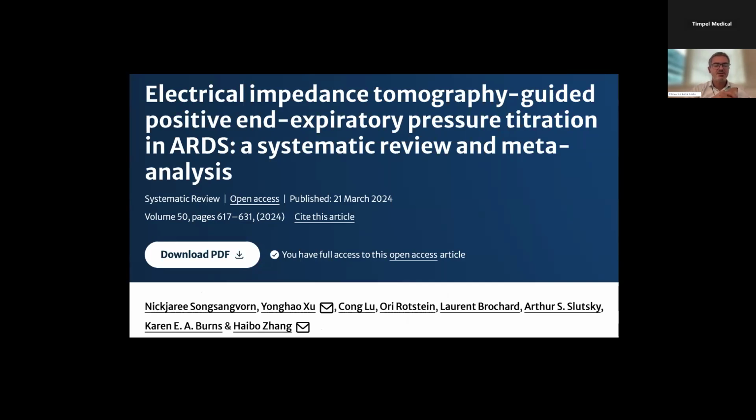I'm not going to talk about this meta-analysis, but I just put it here so that you know that there is a meta-analysis on the subject that you could refer to.